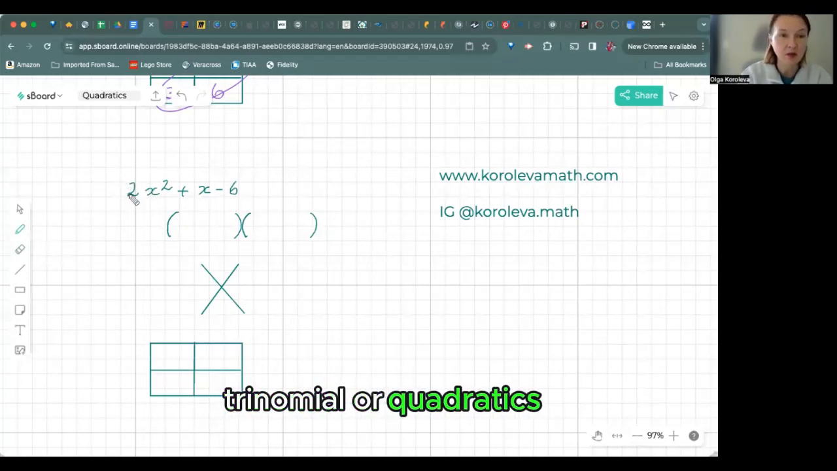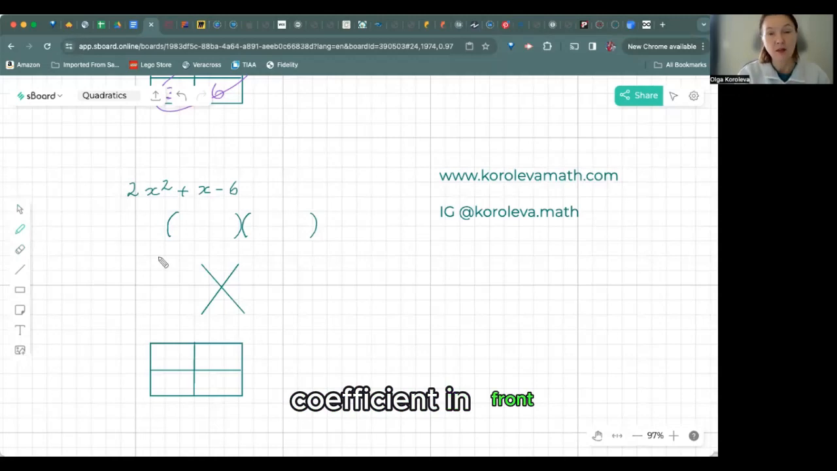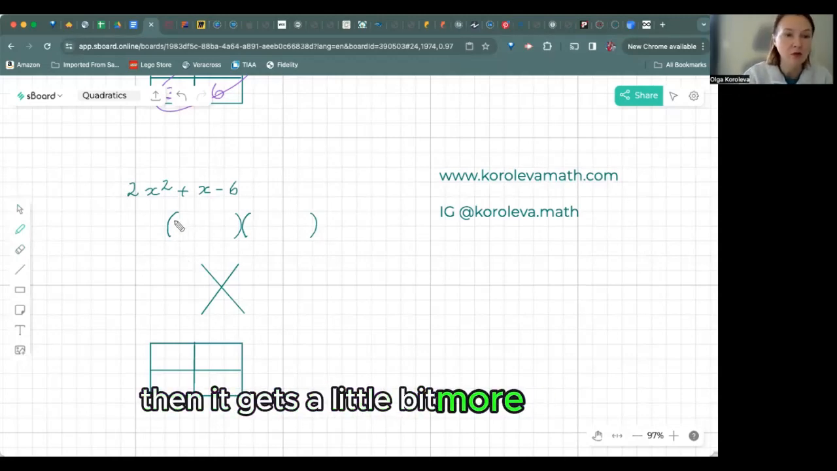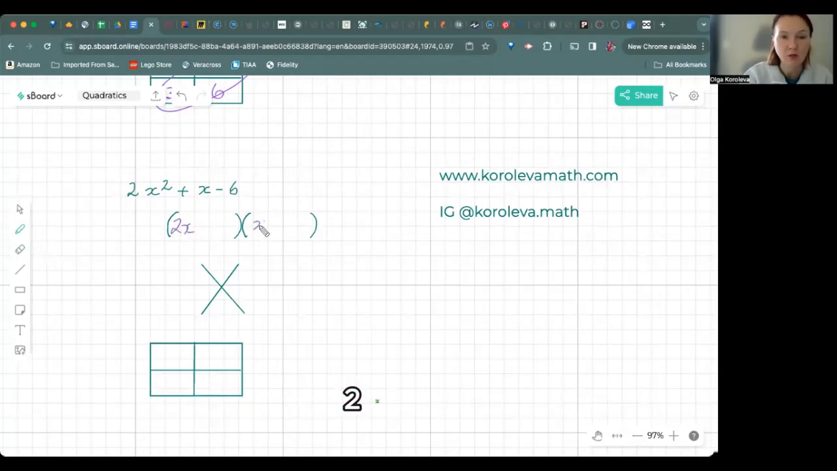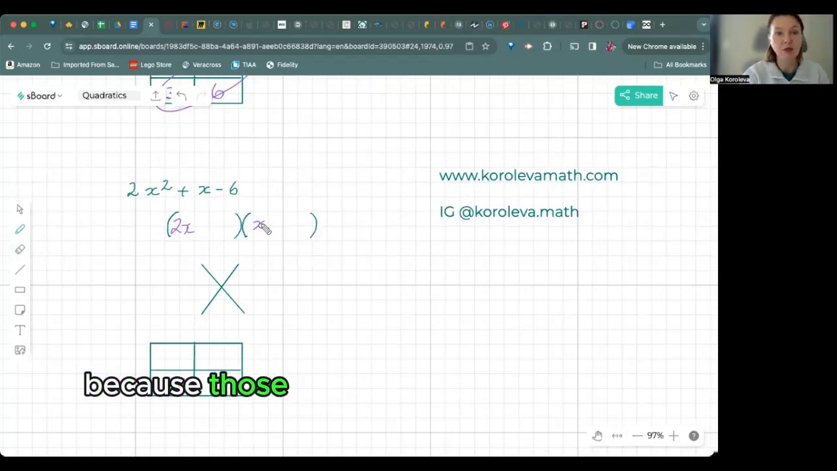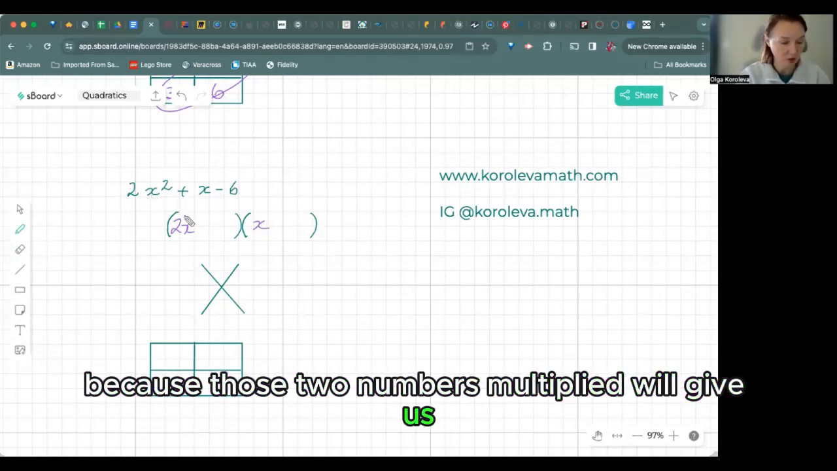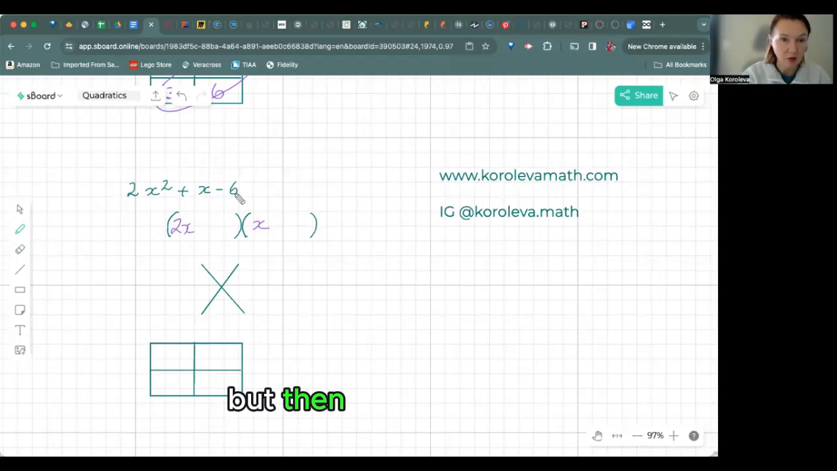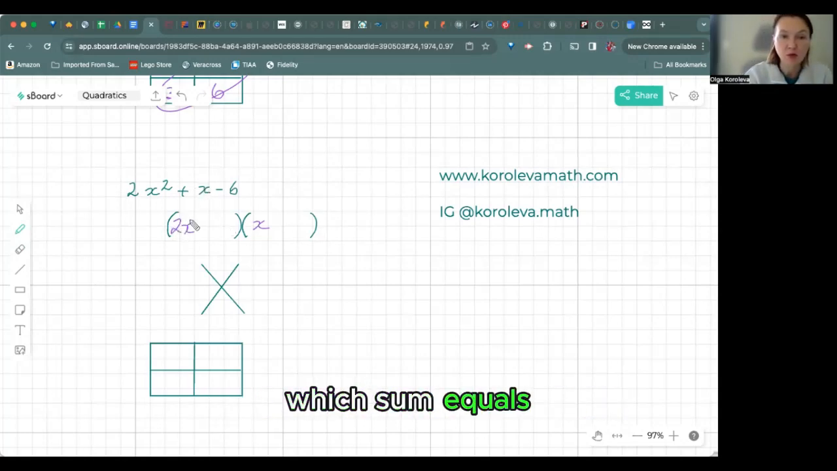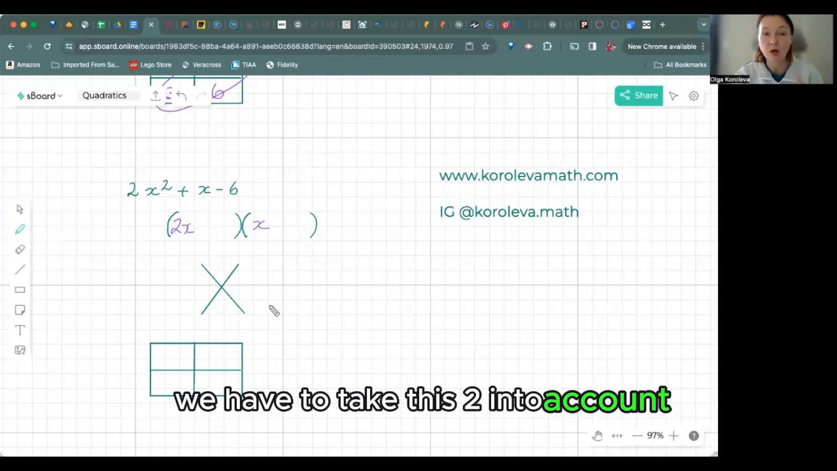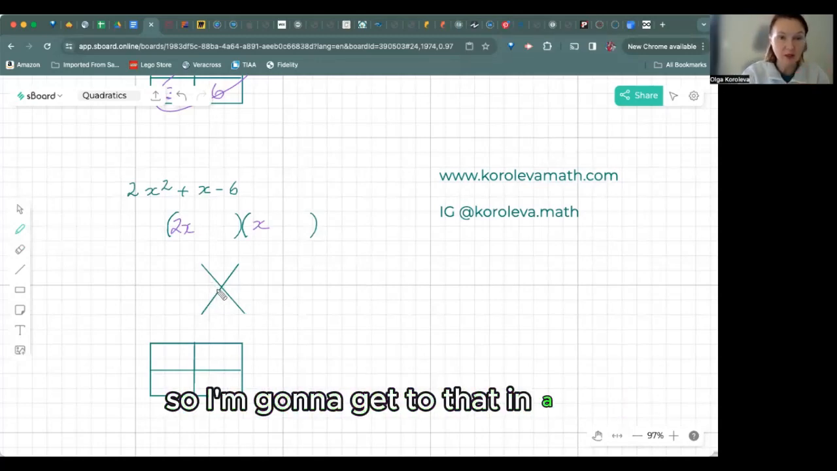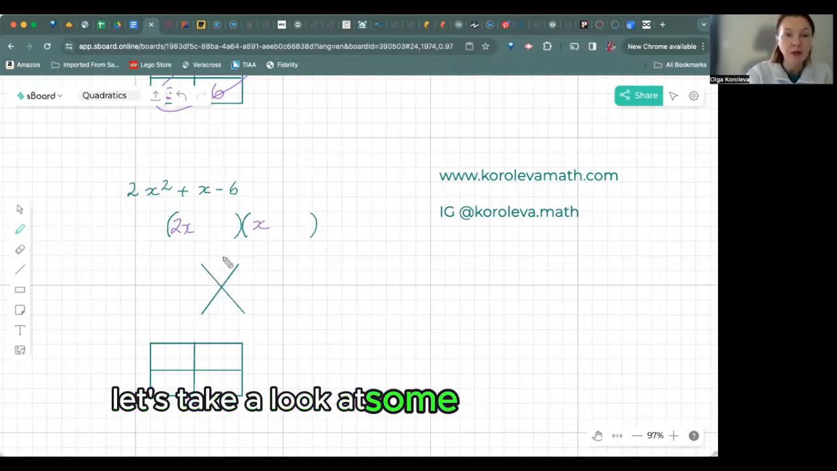But if we now have trinomials or quadratics with a coefficient in front, then it gets a little bit more complicated. We have to put 2x times x, because those two numbers multiplied will give us 2x squared. But then when we have our numbers multiplied to 6, we cannot simply add them to figure out which sum equals 1. We have to take these two into account. So I'm going to get to that a bit later. Let's take a look at some other methods first.